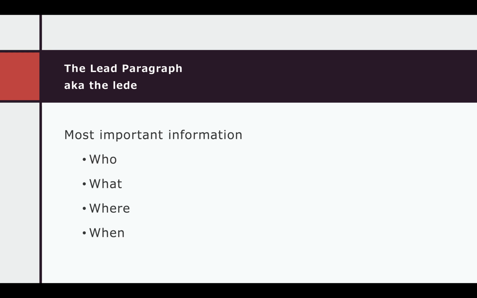Now, this lead is going to have your most important information. You should write a lead so that if the reader only read that one sentence, they would get the gist of your story. You want to at least include who, what, where, and when. Now, you might have heard that every good story has who, what, where, when, why, and how. The why and how comes later in your story, but you want to at least have an understanding of who and what is involved in your story right at the very beginning.